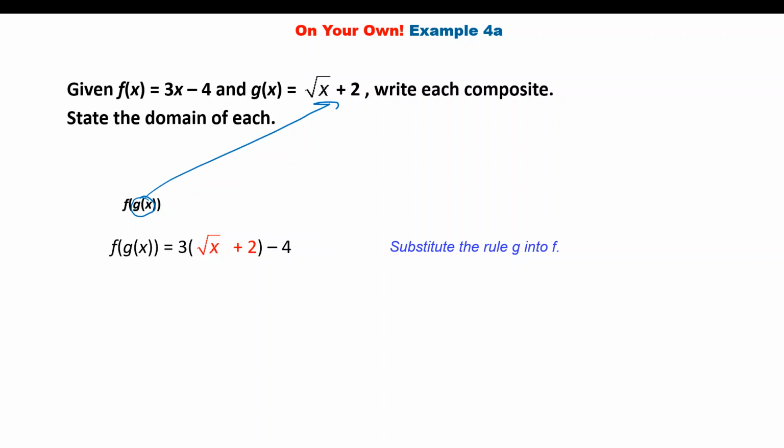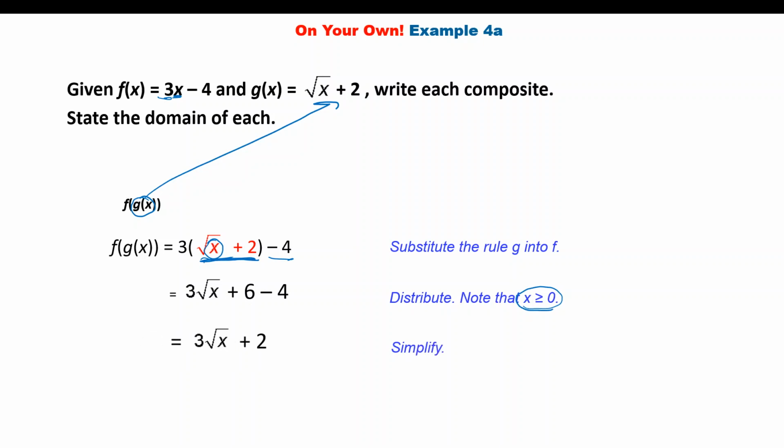And so we're going to say every time we see an x in our f of x, we're going to replace it with the square root of x plus 2. So here's my 3, here's my square root of x plus 2, minus 4. All right, we're going to distribute, and we need to make sure that we realize that x has to be greater than or equal to 0 because we can't have imaginary numbers. So we distribute on through, and we get 3 square root of x plus 6 minus 4. When we simplify, we get 3 square root of x plus 2.